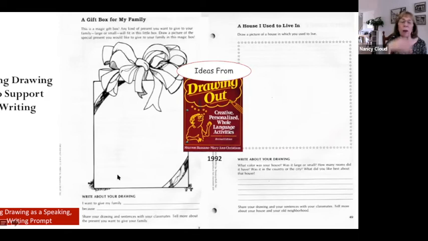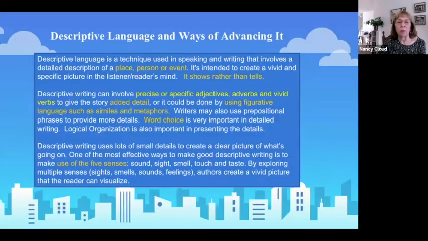Or here we might ask Chinese speakers to make a gift box for their family. What gift would they like to give their family? And then to write about it. If money were no object and they won the lottery, what would they give their family? Maybe they would give them a trip to China. Okay, so we want to use drawing to support writing and speaking as well.